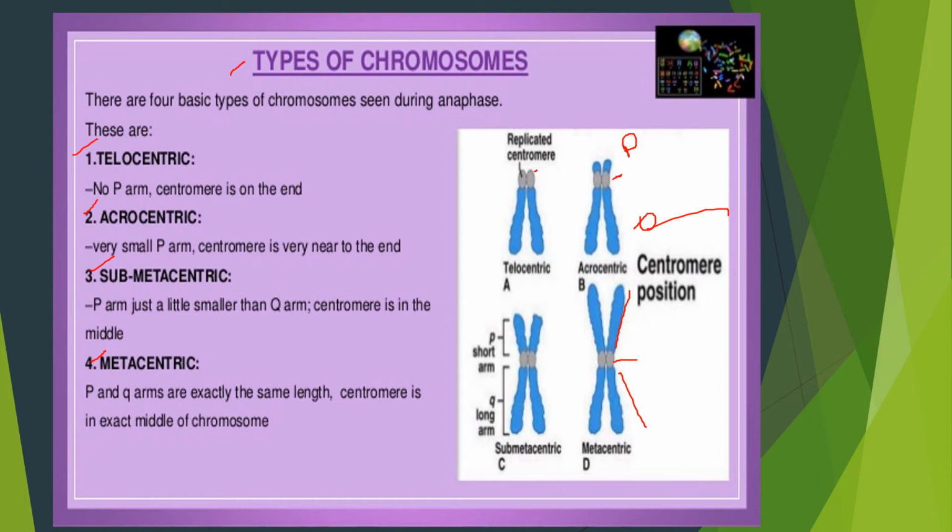Coming to submetacentric, the P arm is a little smaller than the Q arm, and the centromere is almost in the middle. And coming to metacentric, both P and Q arms are equal in length, and the centromere is exactly at the middle of the chromosome. If they ask a 1-mark question, like if the centromere is at the extreme end, what is the chromosome called, you will get this type of question, children. And this is about the types of chromosomes.